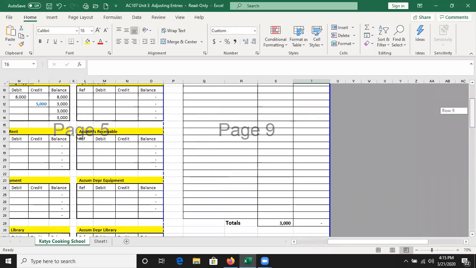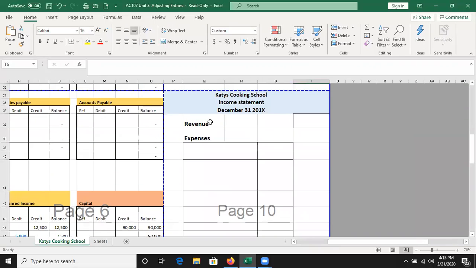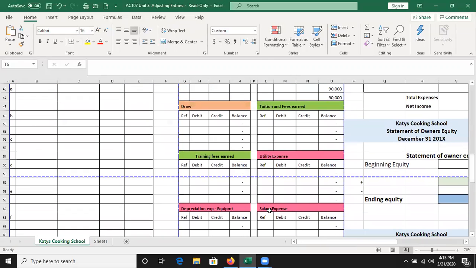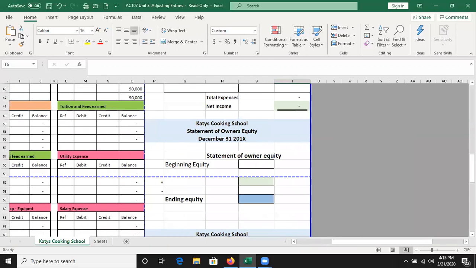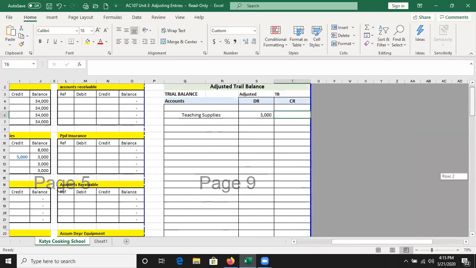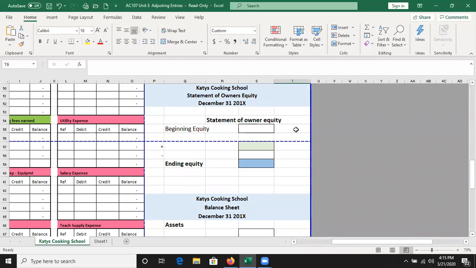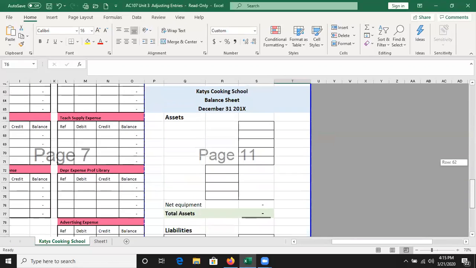Then from your adjusted trial balance, make your financial statements. List your revenues independently. Okay, we have tuition and fees earned. That's a revenue. And we have, what was the other one? Training fees. That's a revenue. So two revenues, list them independently. List all your expenses independently as well. Revenues minus expenses is net income. Beginning equity, use the starting equity from the trial balance, add net income or subtract a net loss, subtract any drawings if you have them, and then for the balance sheet, make sure you put in your assets.